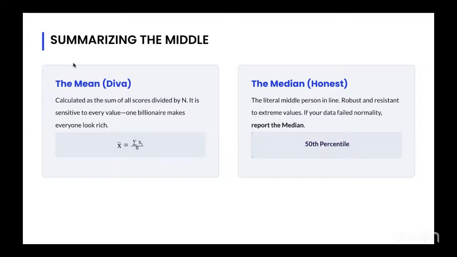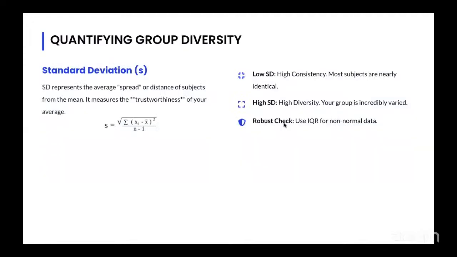So if your normality alarm rang, as we said, if the p-value is less than 0.05, then who are you going to go for? You're going to go for the median. She's the only one who's actually honest. The median is the only honest way to describe your group. By definition, it's the literal middle person on the line, robust and resistant to extreme values. If your data failed normality, then we report the median.